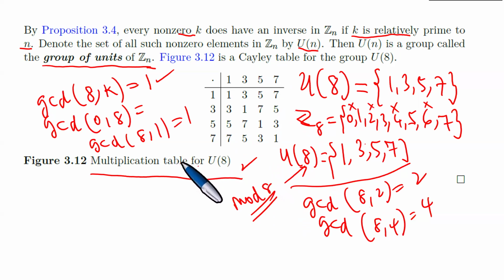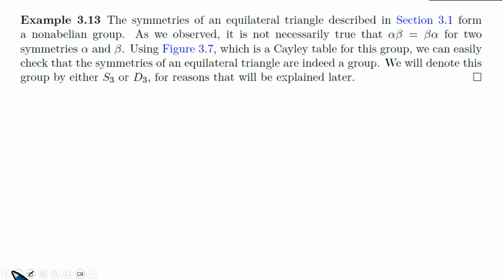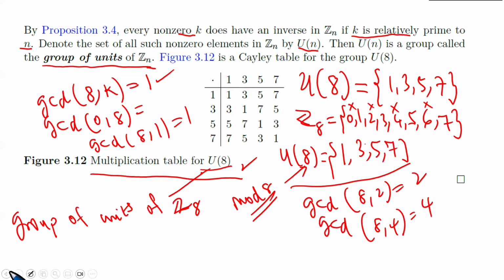So this becomes the multiplication table for U8, which is the group of units of Z8. Okay, so now what are units? Units are all those elements that have multiplicative inverses in Z8.